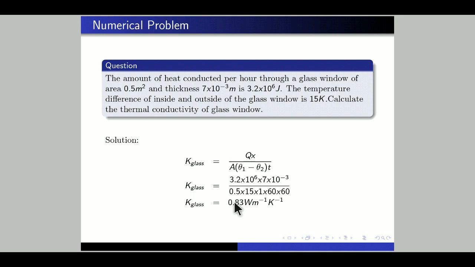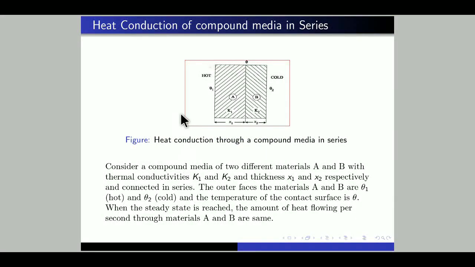Now we look at the heat conduction of compound medium in series. Now if I have two materials of different coefficients of thermal conductivity K1 and K2 and different area of cross section or same area of cross section, but again different length or same length x1 and x2, how will heat flow from one end to the other end? So we need to find the expression for heat conduction through a compound medium in series.